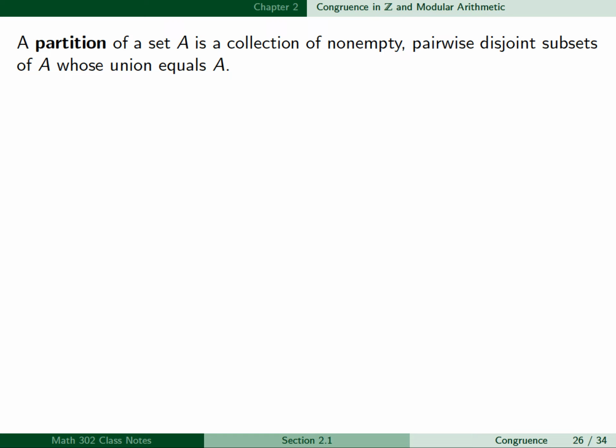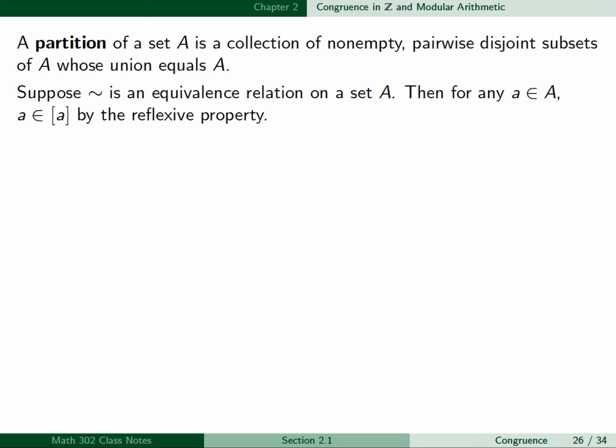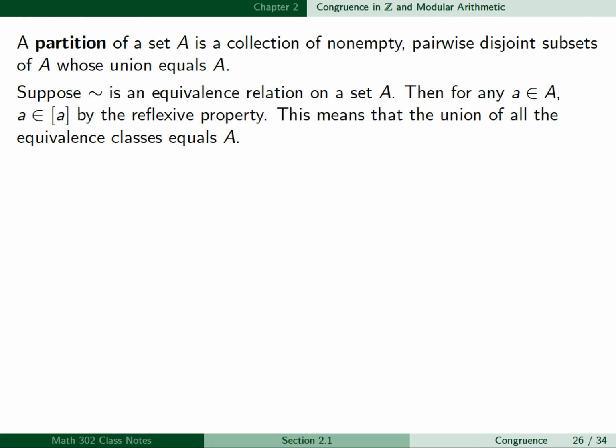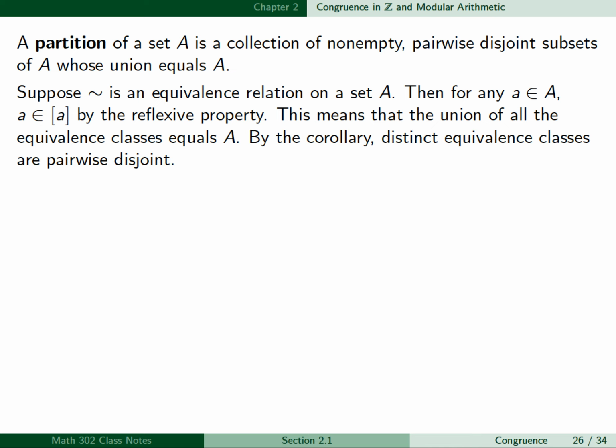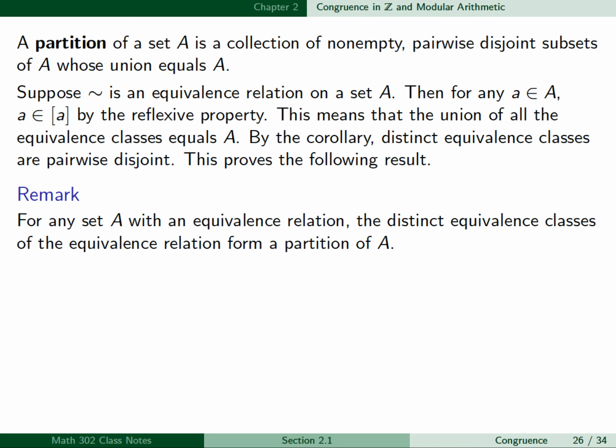Now, a partition of a set A is a collection of non-empty, pairwise disjoint subsets of A whose union equals A. So let's suppose that tilde is an equivalence relation on a set A. Then any element A in A belongs to the class of A by the reflexive property. This means that the union of all the equivalence classes equals A. By the corollary, distinct equivalence classes are pairwise disjoint. They have no elements in common. And so this proves the following result, which we'll state as a remark. For any set A with an equivalence relation, the distinct equivalence classes of the equivalence relation form a partition of the set A.